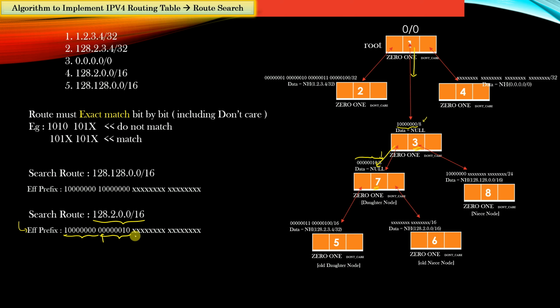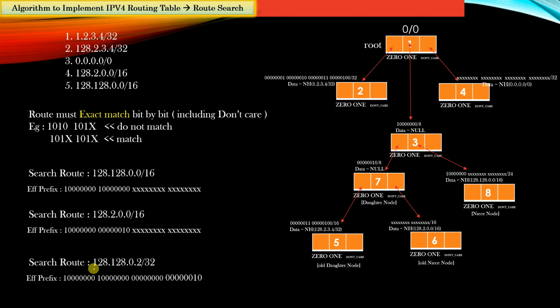The next bit in the effective prefix of the input is don't care. So I will take the path along the don't care child of node 7 and I will land at node number 6. Now the prefix length of node number 6 is 16, so I am going to compare the 16 bits of the input route with the 16 bits of the effective prefix of node 6. Alright, and they exactly match, and my input effective prefix has been completely exhausted, so I will stop at node number 6. So it simply means that the route is present in this mtrie data structure, and the node which holds the data corresponding to this route is node number 6. Alright.